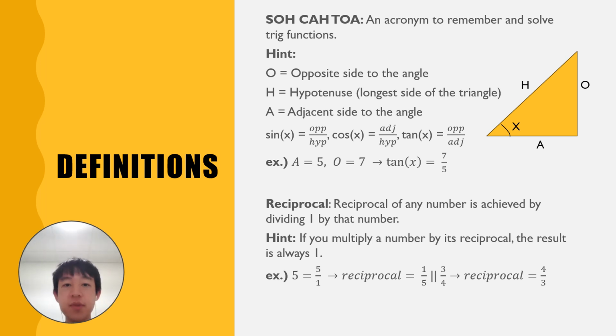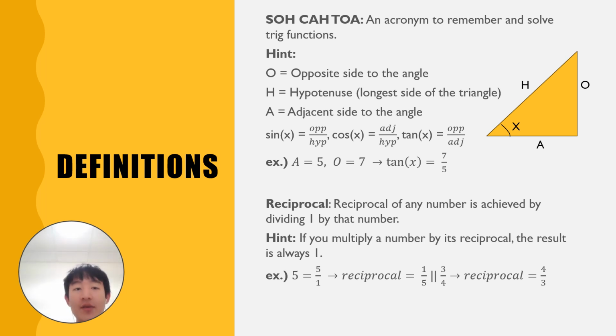Firstly, SOHCAHTOA. This acronym is one of the most important concepts to remember in trig. This helps us to remember which sides each trig function correlates to. And as we can see with the hint, SO can be interpreted as sine is equal to the opposite side of angle x divided by the hypotenuse of the triangle. And using the same logic, we know that cosine is the adjacent side divided by the hypotenuse, and tangent is the opposite side divided by the adjacent side.